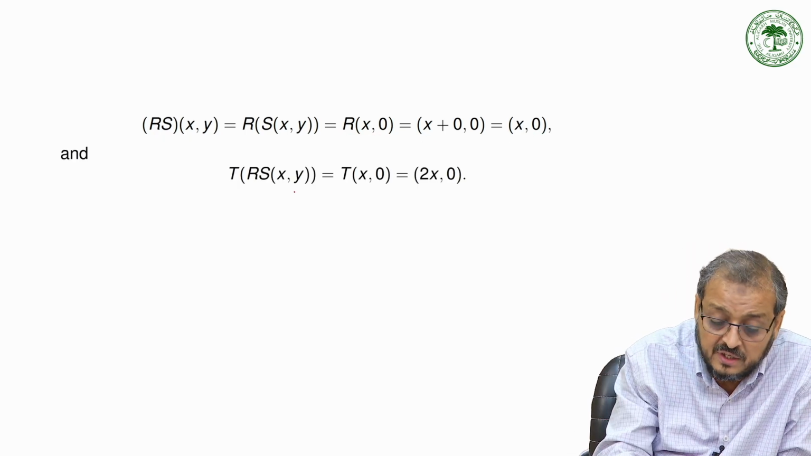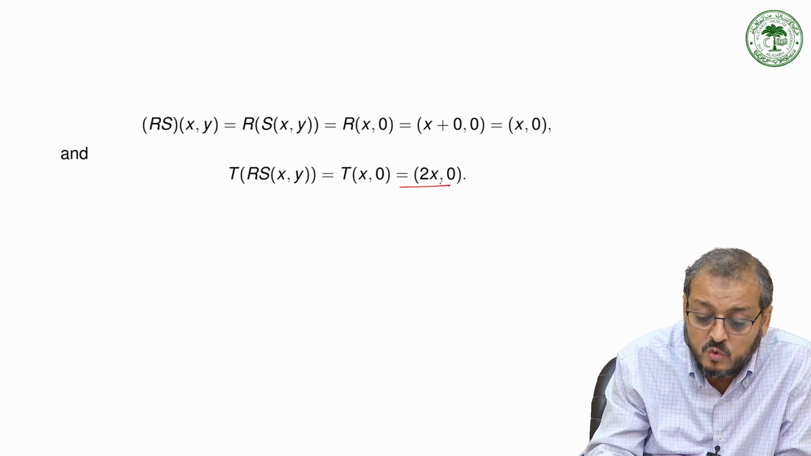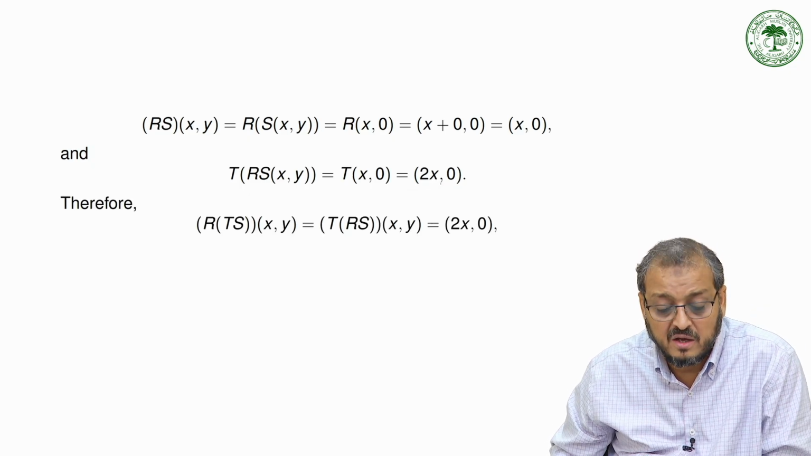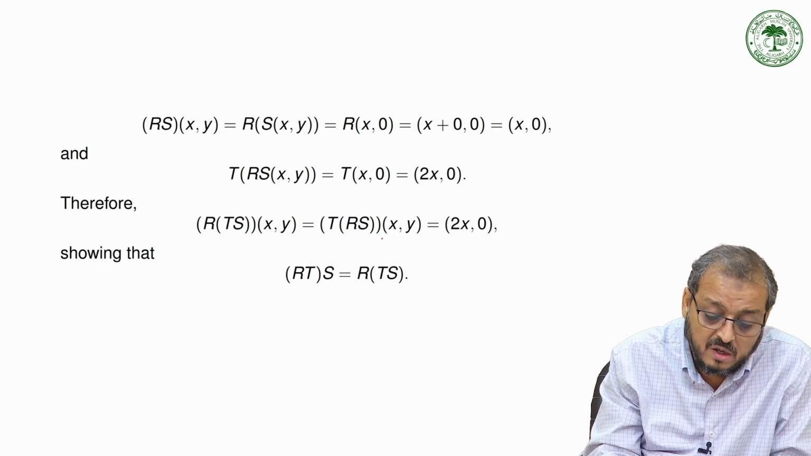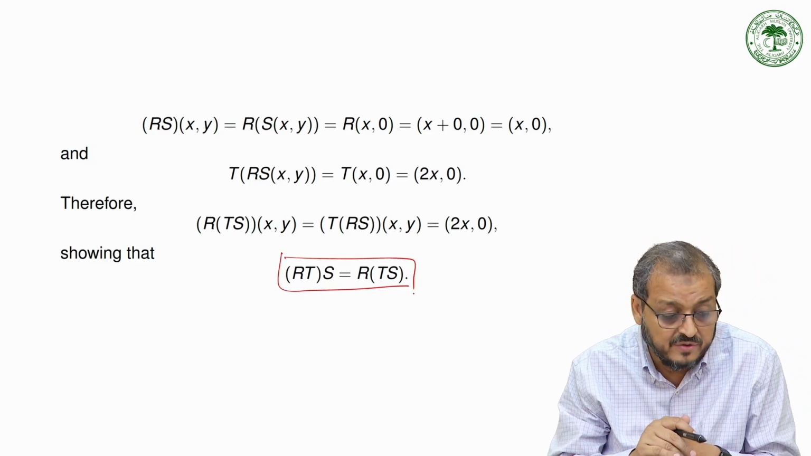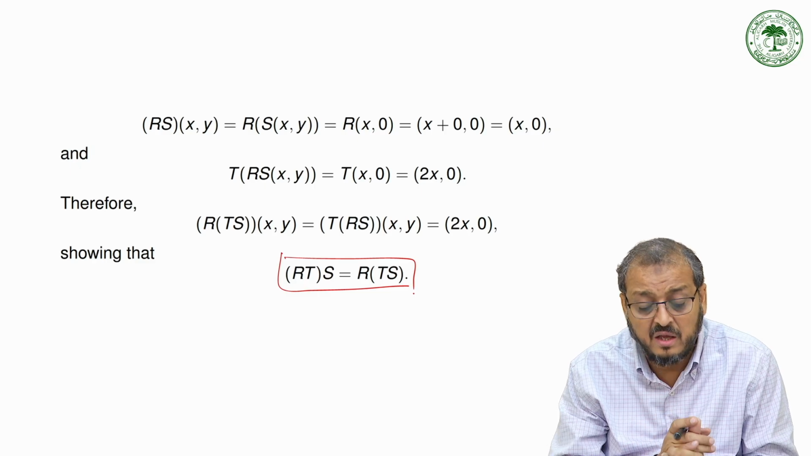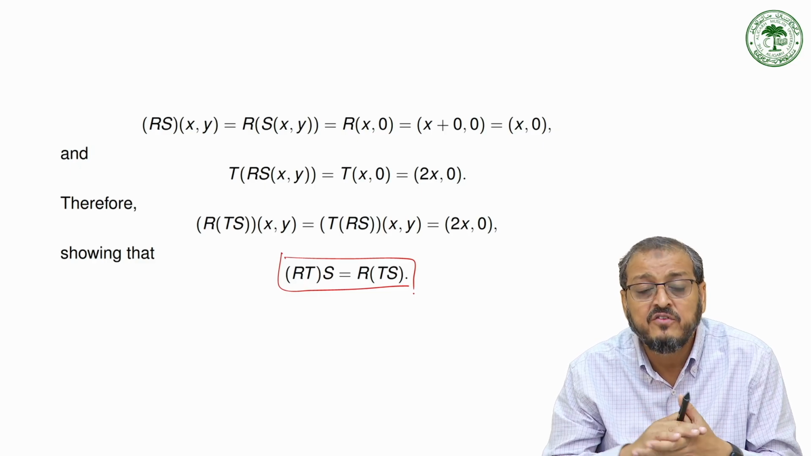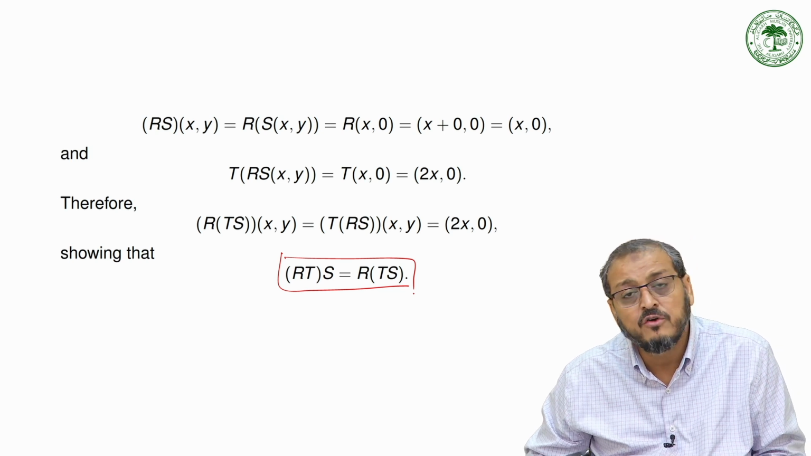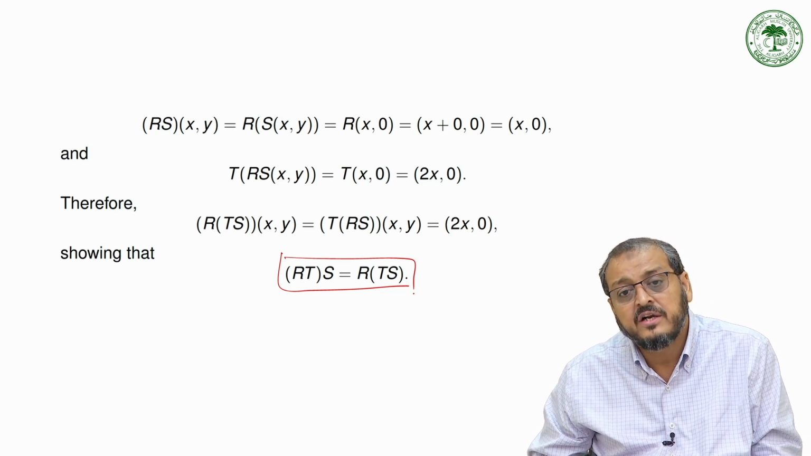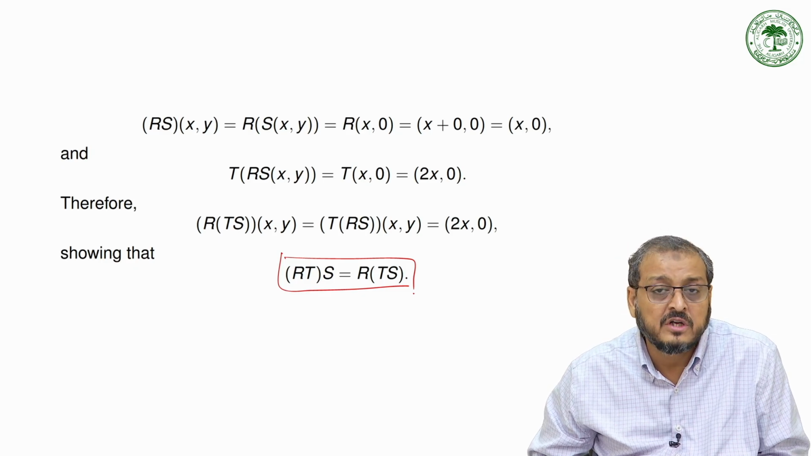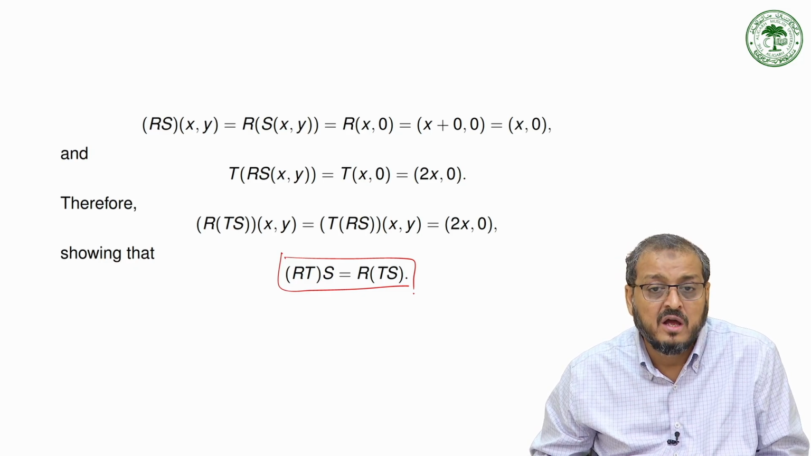Now we have to operate the T. So T of this is equal to (0, 2x, 0), and then we have to show that this is true for all x and y. So we can say that RTS is the same as R times T of S. The associative law of composition of two linear transformations is satisfied. So composition of linear transformations is associative, but composition of linear transformations need not be commutative.